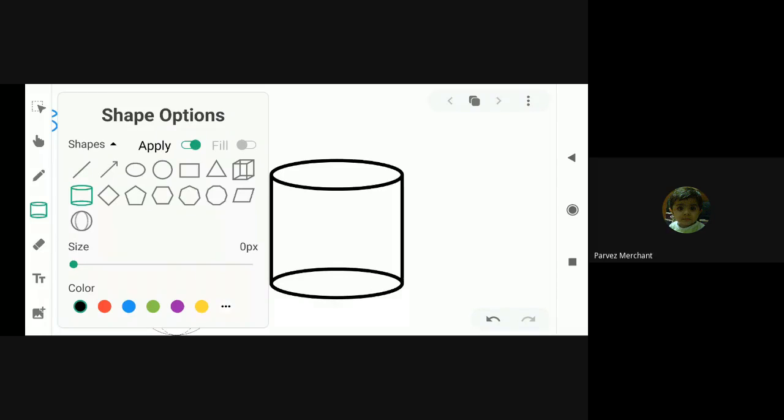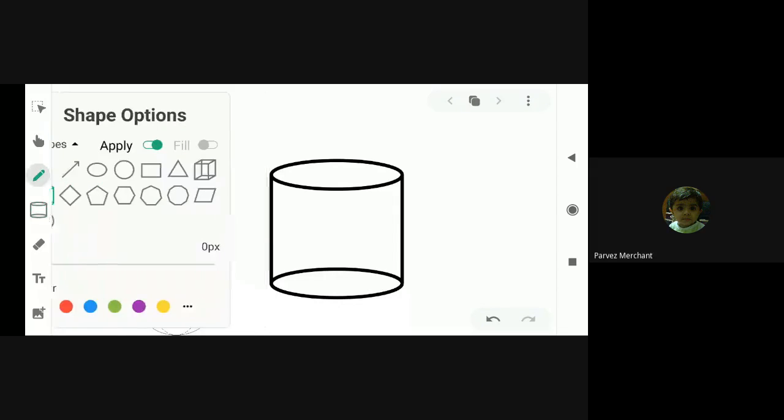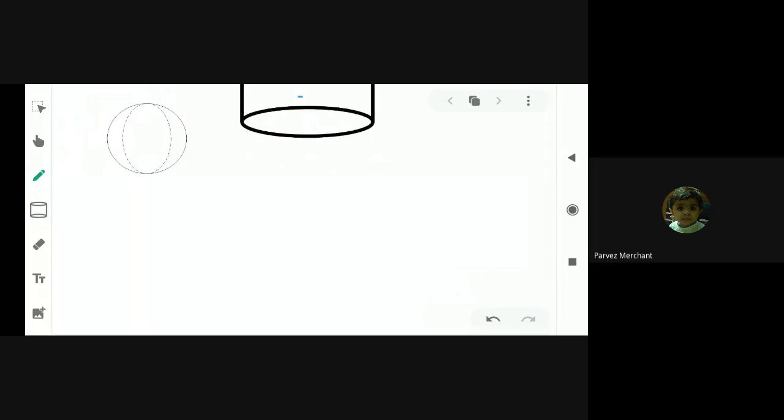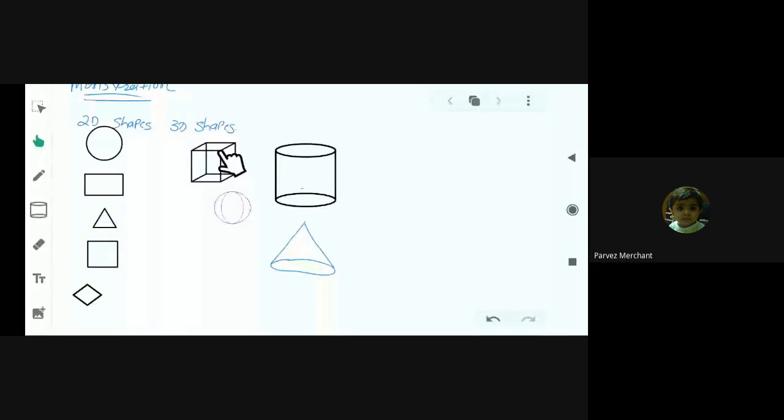Do you get it? Yes, sir. Okay. Then after that you can see cone. Also 3D shapes. Now you can see here in this cube, it is length, breadth, and it is height. So any object containing length, breadth, and height is known as three-dimensional, 3D.